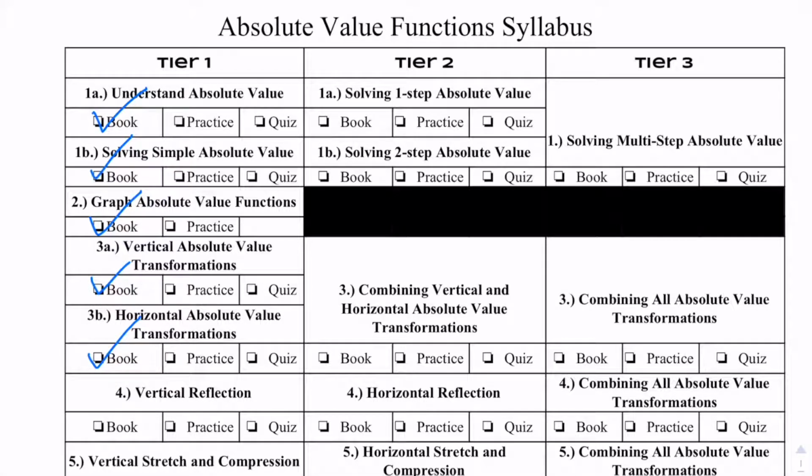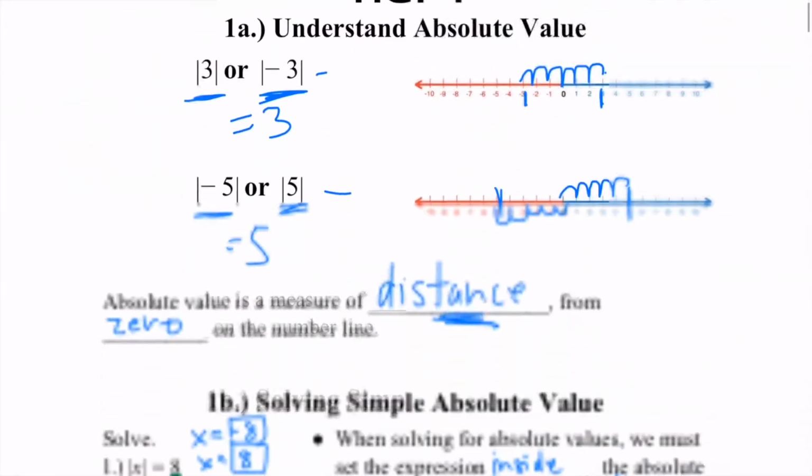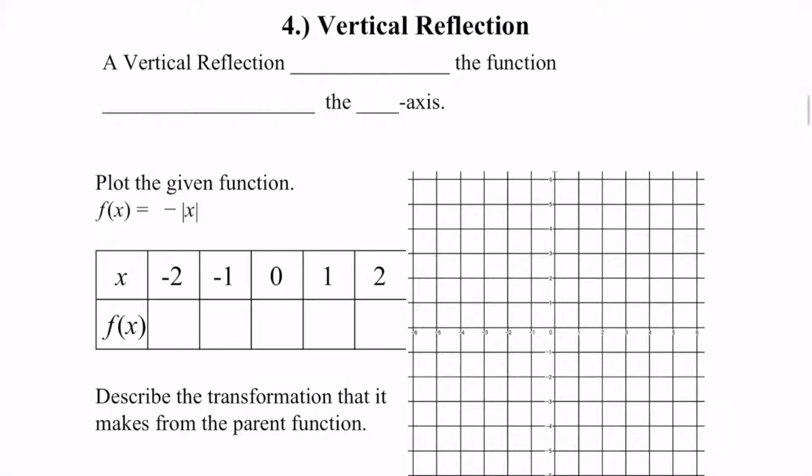Hello, Algebra 1 students. We're back in our absolute value function syllabus, and we are on lesson 4, tier 1. Check off our booklet and scroll down to lesson 4, tier 1. And we are dealing with another transformation.